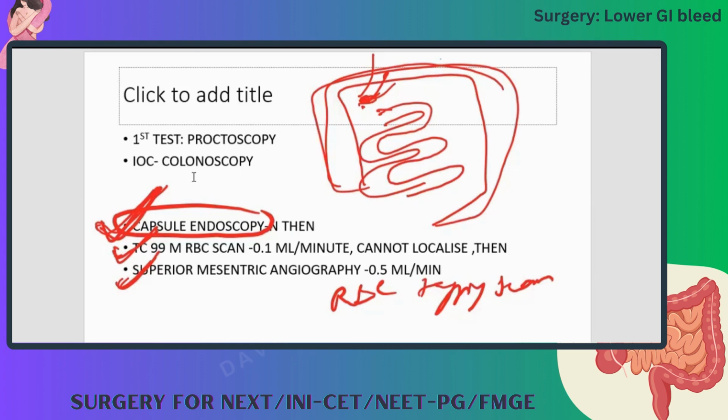We have trouble with localization. So spend your time on localization initially. Do a capsule endoscopy or do a tagging scan. Do an arterial angiography. You do whatever you want before surgery. And if you find any lesion, then you go for surgery. Just pick up that small part of the bowel and operate. So this is about lower GI bleed.